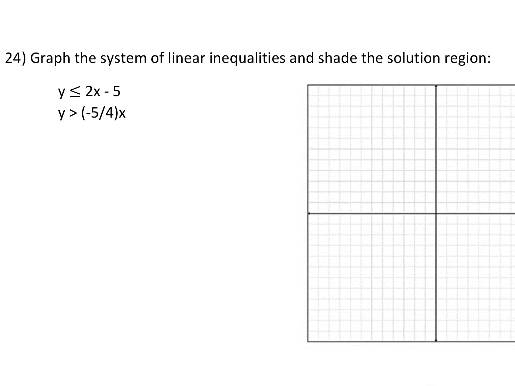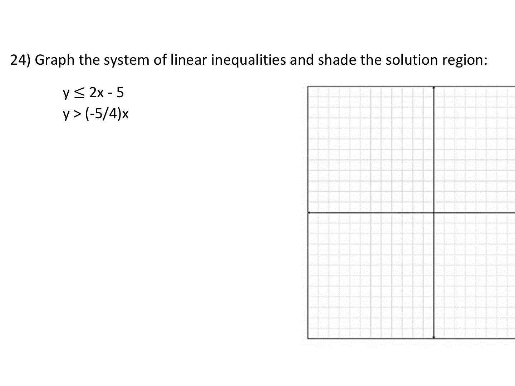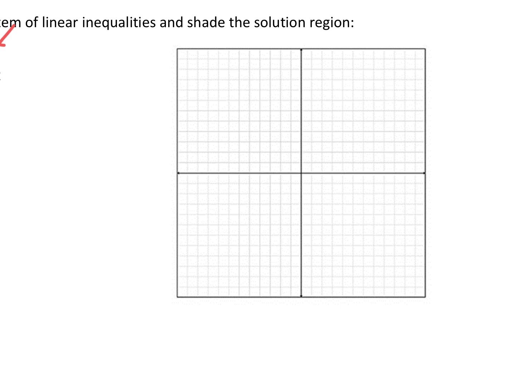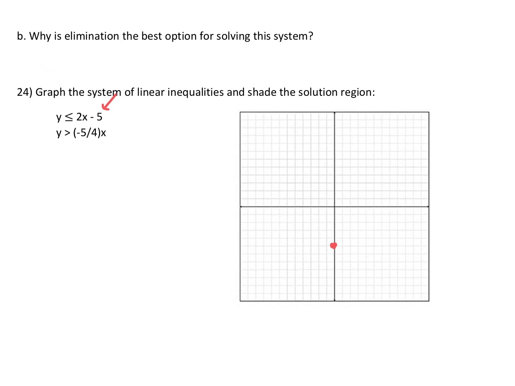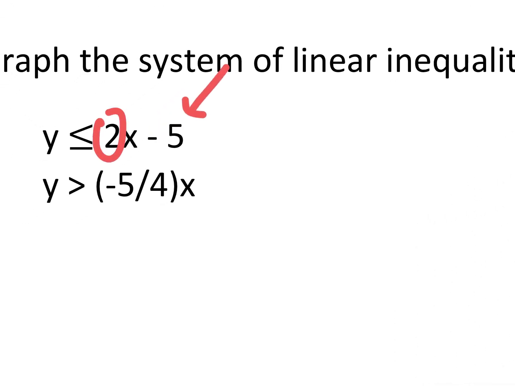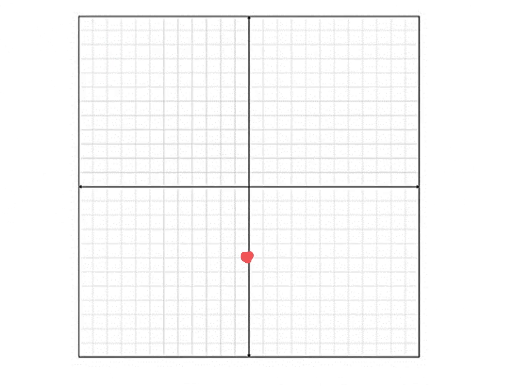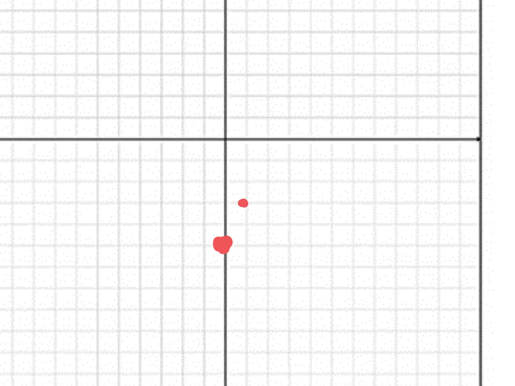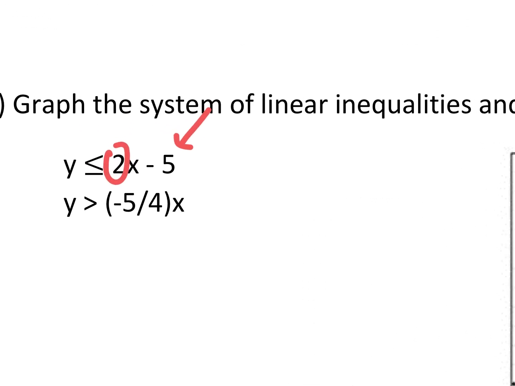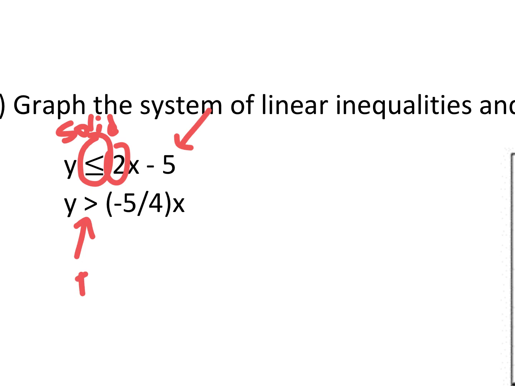Number 24, I do remember starting this one. And this one has a y-intercept of -5. So here, I start at -5, which is right there. And then I do rise of 2, run of 1. So I go up 2 over 1, up 2 over 1, up 2 over 1. And then I remember talking about how since this says or equal to, you use a solid line. And this one, you use a dotted line.